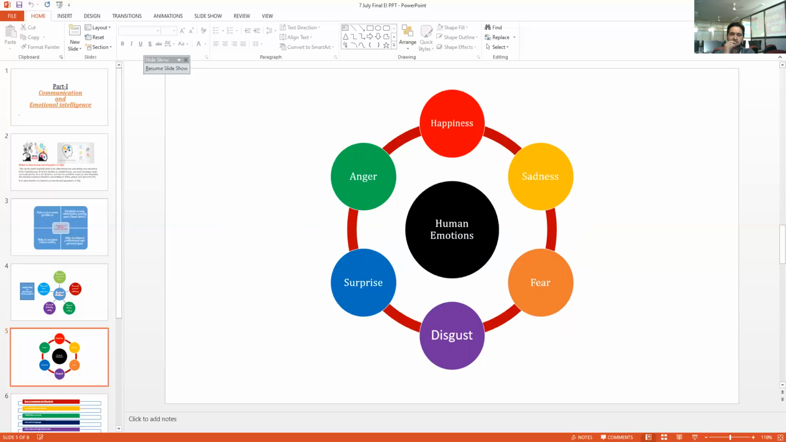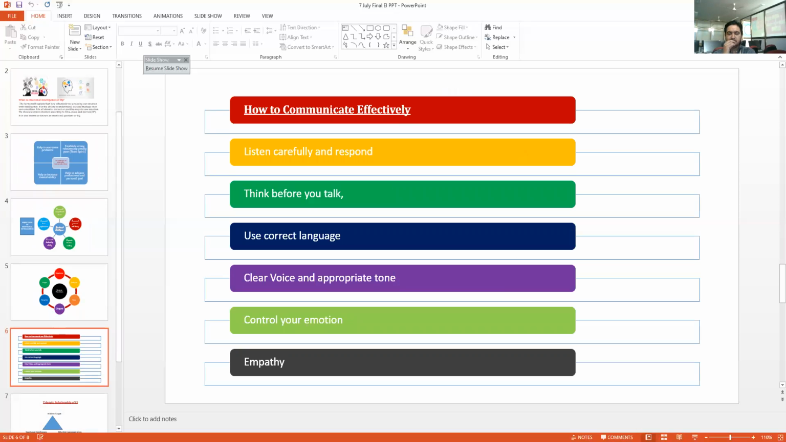Now, the next, the various emotions: sadness, fear, disgust, surprise, anger, and happiness. So we must be aware of which type of emotions we need to use at what time. That's why initially we discussed that we need to understand the correct time, correct place, and correct person.